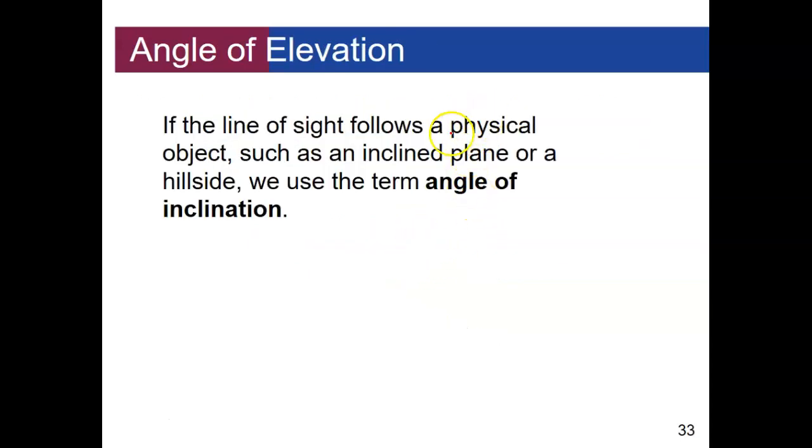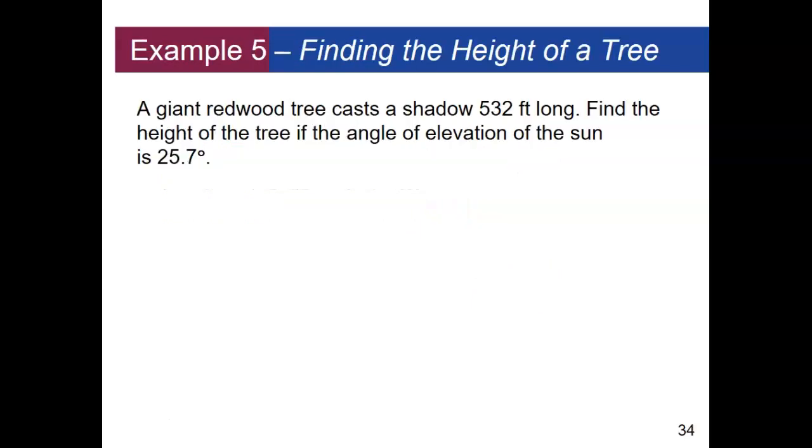Sometimes if you're actually following some kind of physical object like a hillside, then that can be called an angle of inclination. Okay, so here we have a giant redwood tree that casts a shadow that's 532 feet long. Find the height of the tree if the angle of elevation of the sun is 25.7 degrees.